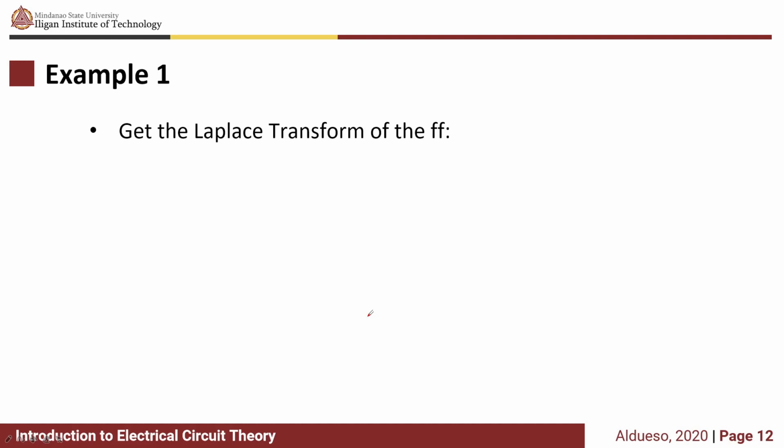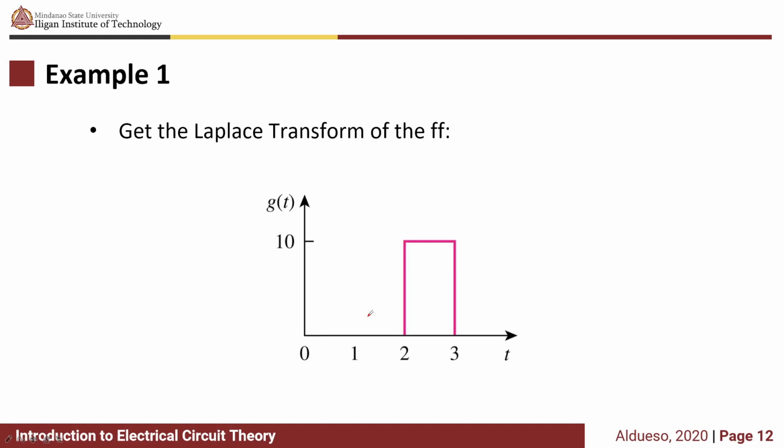So now we'll have a first example. Get the Laplace transform of the following. Before we get the Laplace transform, first we need to get the expression g of t. So g of t, we have 10. This has a time shift, t equals 2, time shift of t minus 2, and then it becomes 0 at t equals 3. We have u of t minus 3.